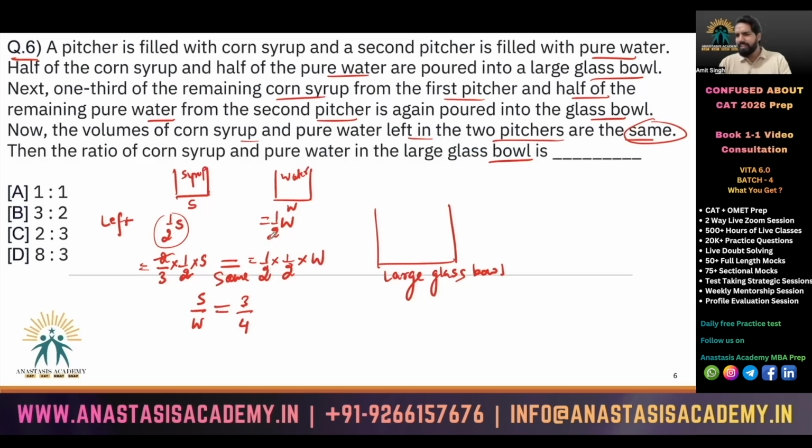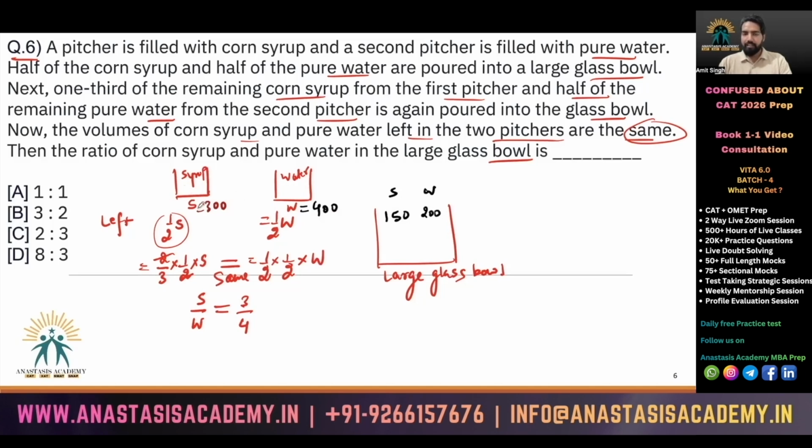Right? Now you can assume values, that S would be 300, W would be 400. So first I removed 300 or half of this. So I added syrup and this is water. So 150 after the first operation, I added 150 liters of syrup and half of the water, that is 200.